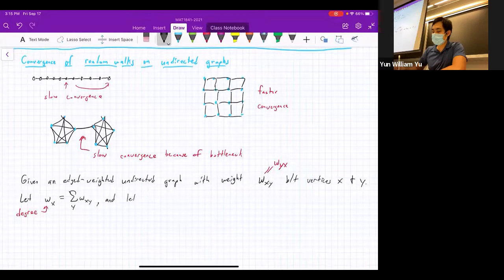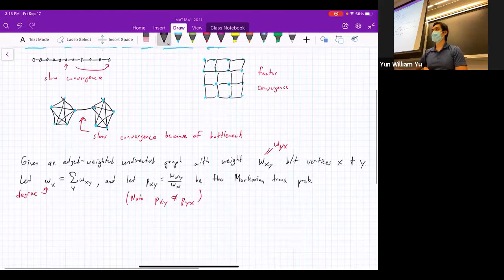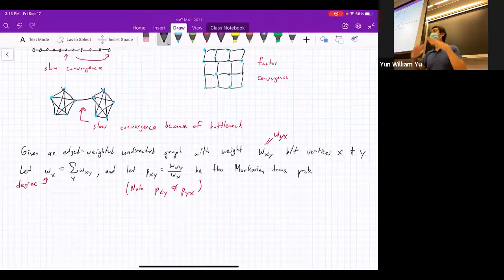And once we have that, we can formally define the standard random walk we talked about last time with this probability. P_XY is going to be W_XY divided by W_X. So this is going to be the Markovian transition probability. And important note, P_XY is not equal to P_YX because they have slightly different normalizations.